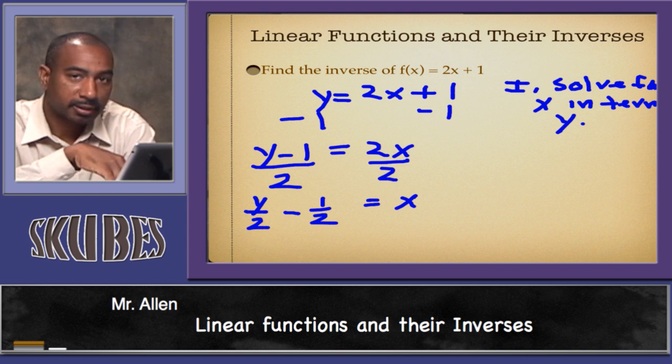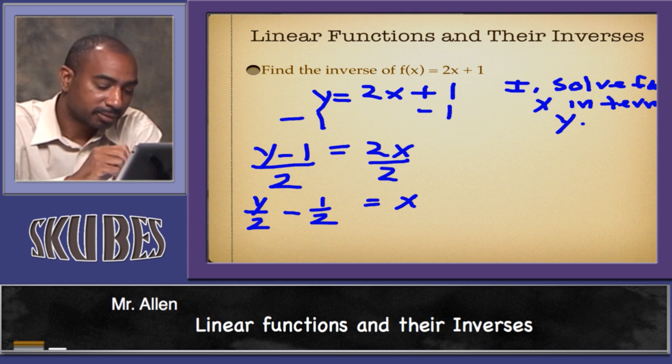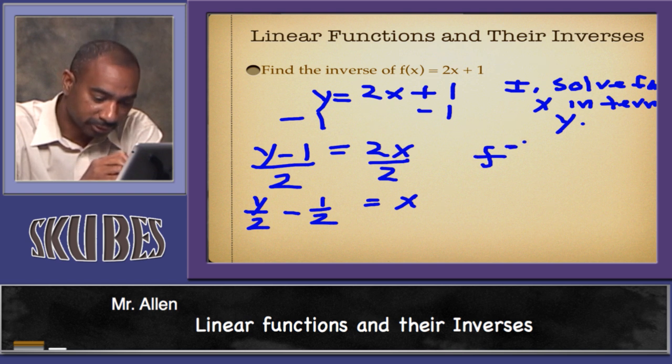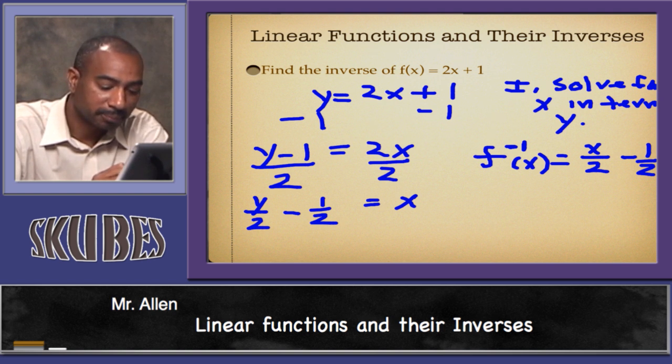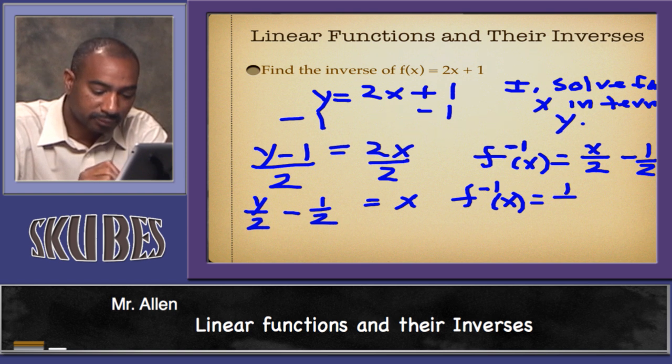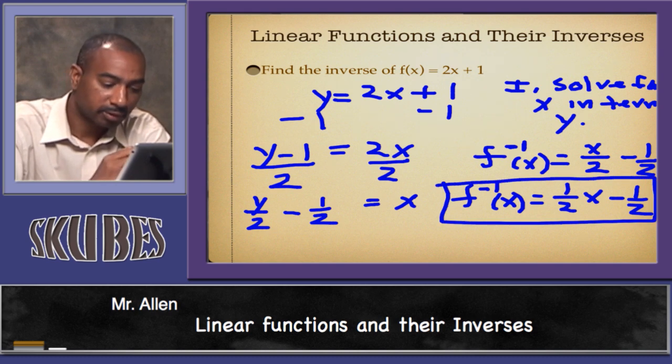Then you can replace the y with f of x. So I'm going to say f, but we write it this way when we say inverse. You see this little -1 up here. And now the new rule is I replace y with x. So I'll put x over 2 minus 1/2. Or you see some people may do it this way. You might see 1/2 times x minus 1/2. And that's the inverse of the original function.